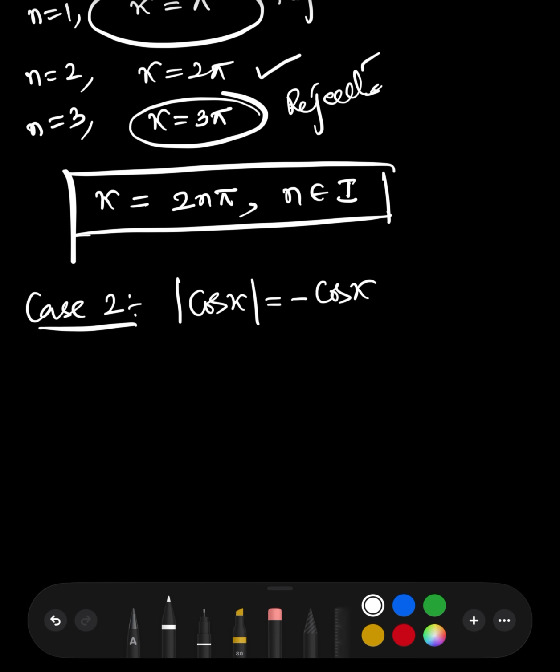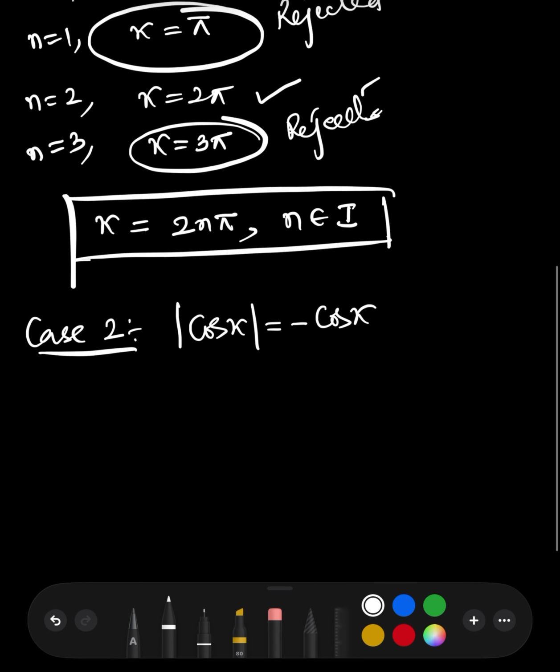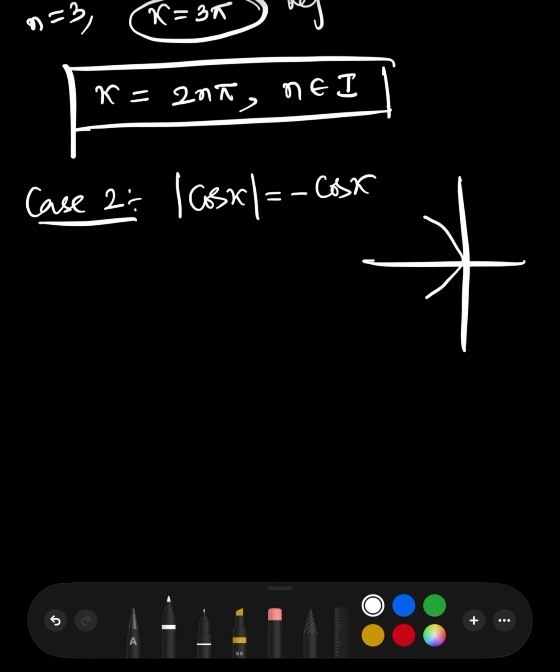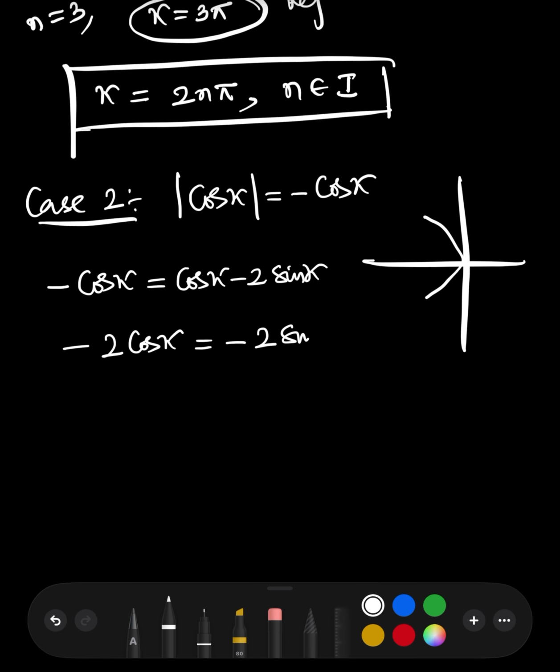In case of mod cos x equal to minus cos x, because the first condition we have considered is mod cos x equal to cos x. Here, mod cos x equal to minus cos x is possible in the second and third quadrants, right? In the second and third quadrants cos x is negative, so mod cos x I can say is minus cos x. So minus cos x equal to cos x minus 2 sin x.